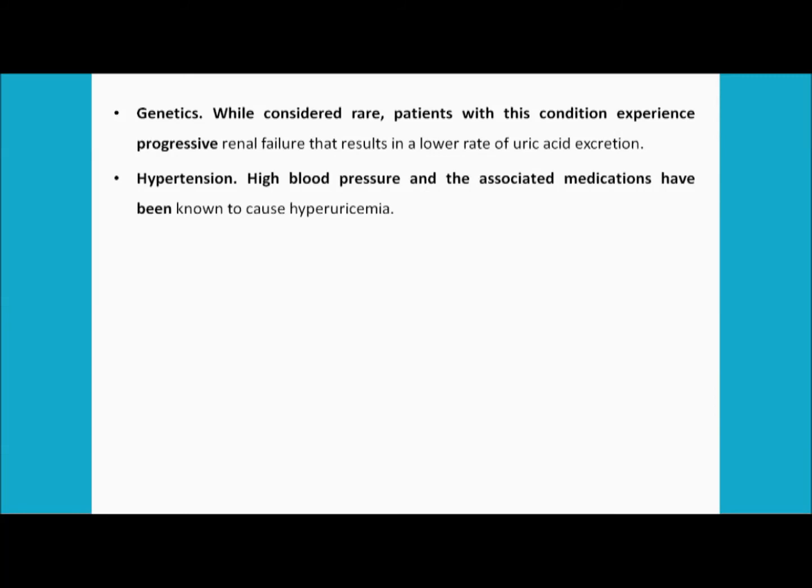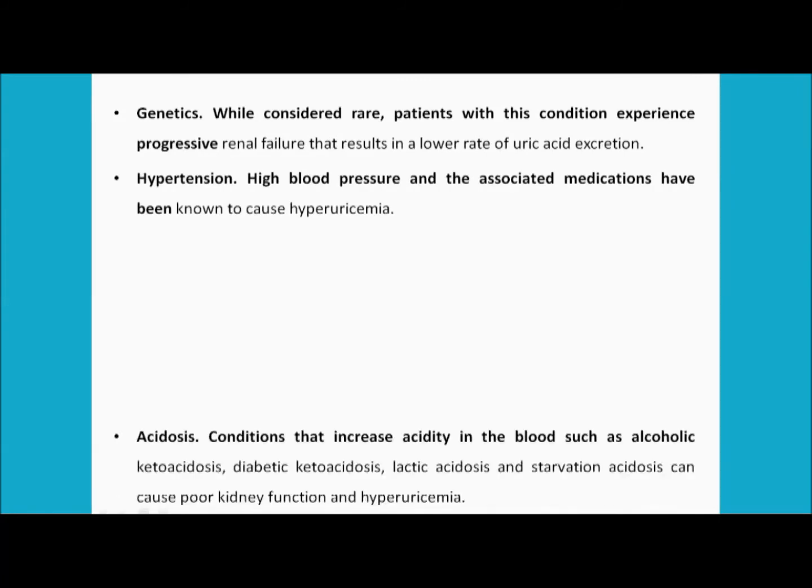Hypertension we have already discussed: high blood pressure and the associated medication have been known to cause hyperuricemia. So sometimes it is preferred not to take the antihypertensive drug at an early stage of life, because we know that the person becomes dependent on the antihypertensive drug. Once you are taking the antihypertensive drug for a long while, this may have an impact on the filtration property, or you can say on the performance of the kidney.